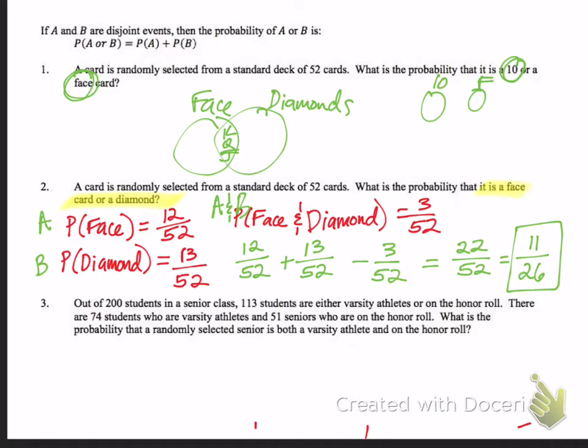Okay, let's look at number 3. It says out of 200 students in a senior class, 113 are either varsity athletes or on the honor roll. What I like to do is highlight the important information. So 113 are varsity or honor roll. I'm going to write down here the probability of A or B is 113 out of 200, because it tells me that there's 200. We'll call varsity athletes A and we'll call honor roll B.